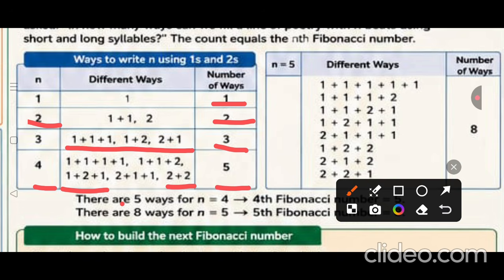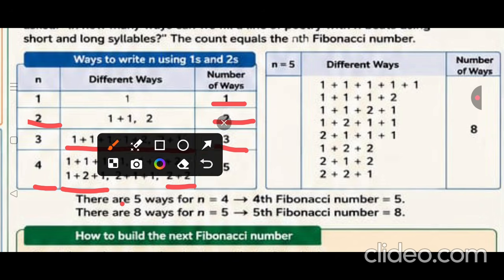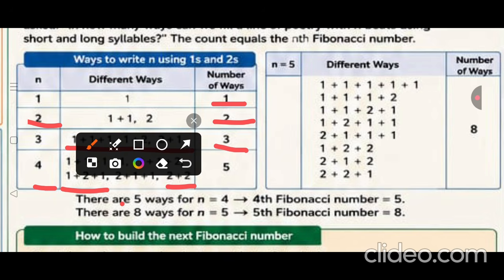If we have 5 beats, there are 8 ways to write these beats. We can write it as 1 plus 1 plus 1 plus 1 plus 1, five times, or we can write 1 plus 1 plus 1 plus 2. It means 3 times short syllable and 1 time long syllable. In this way, we have the 8 ways to make these 5 beats.